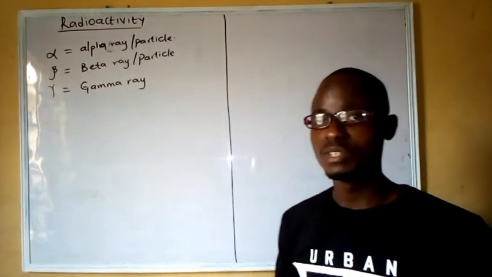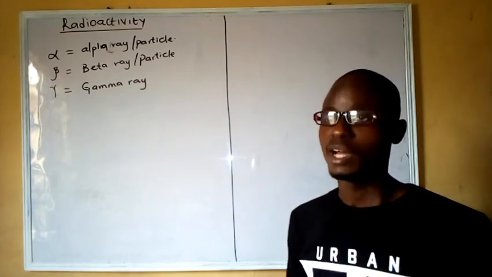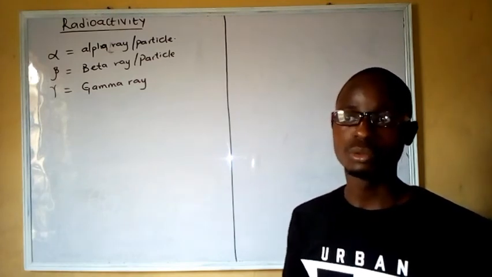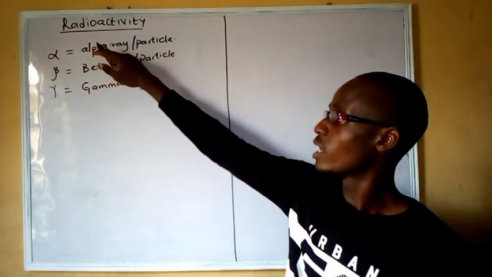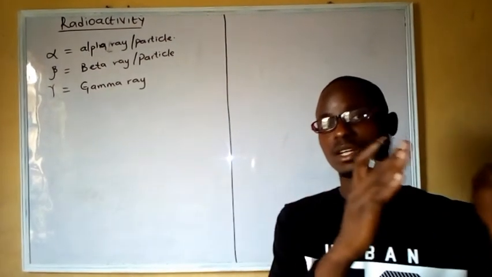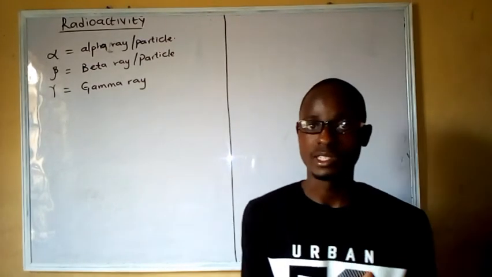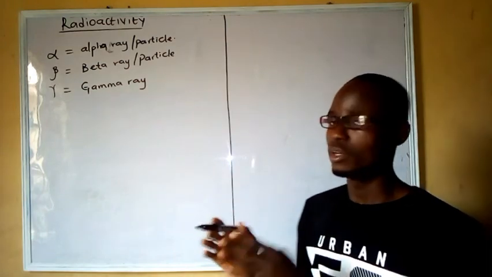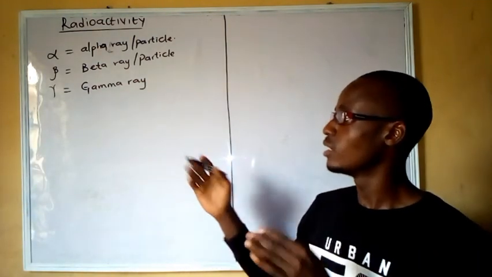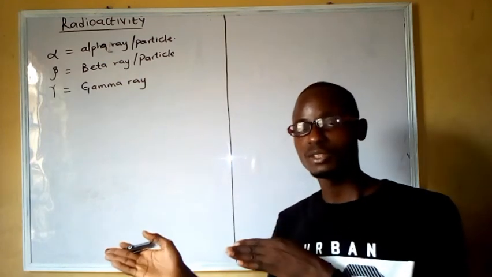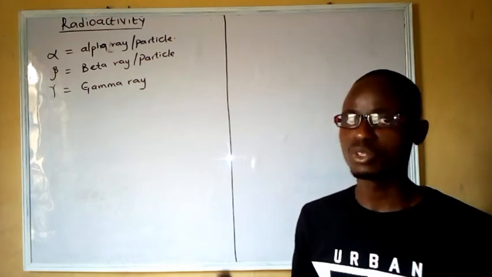The properties of these three types of radiation are examined by passing them through an electrostatic field. It was discovered that alpha ray was deflected towards the negative side, having the positive property. While gamma ray went straight in the field without any deflection, then beta ray deflected towards the positive side, having the negative property. So let's get a diagram to explain that.